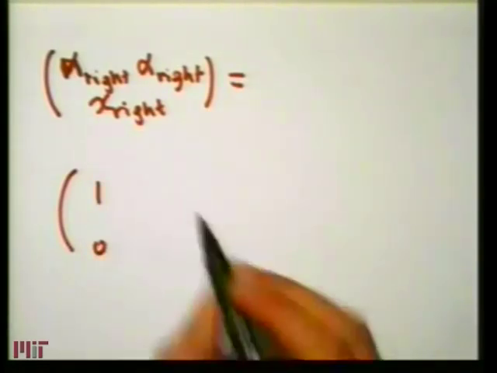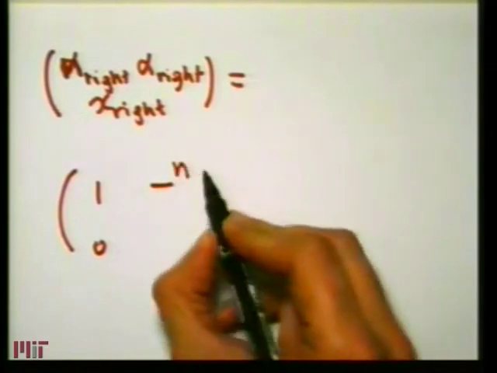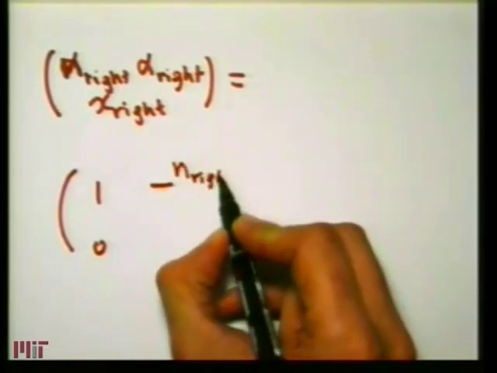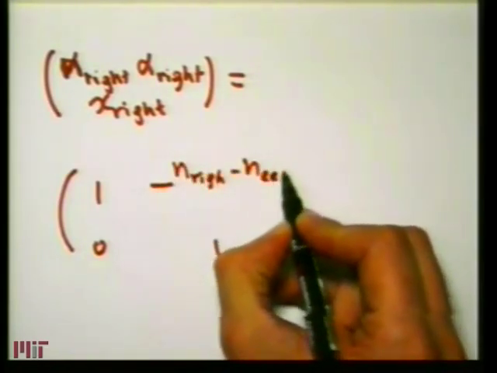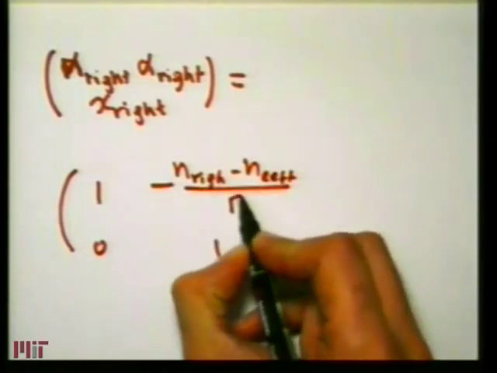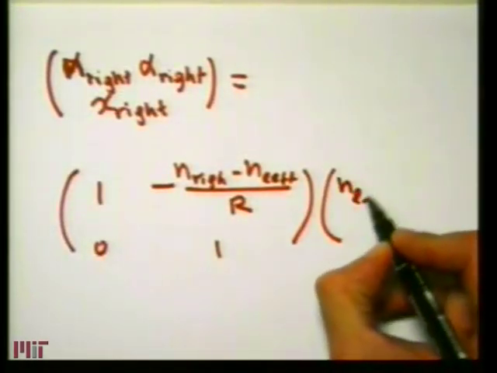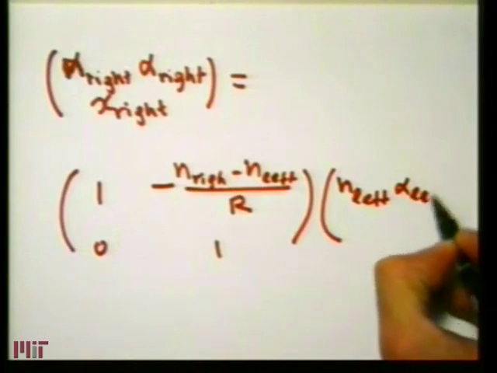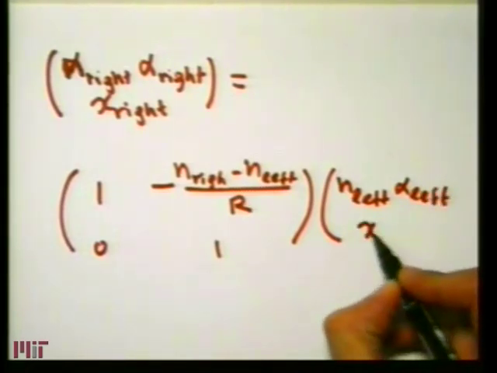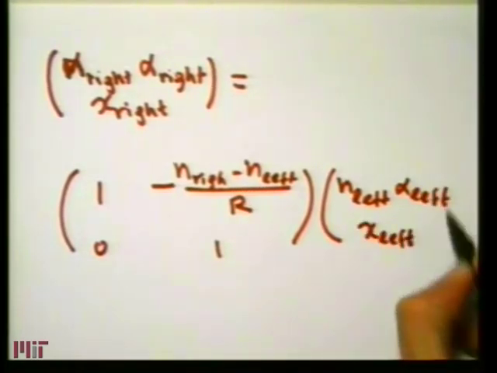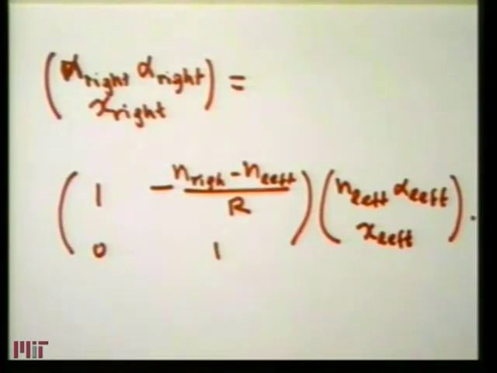This is easy. And then we have to apply our mnemonic: minus n to the right, minus n to the left, over the radius of curvature, times the same property for the left: n left, alpha left, x left. Okay. So now what we have to do is apply this rule successively for the 2 interfaces.